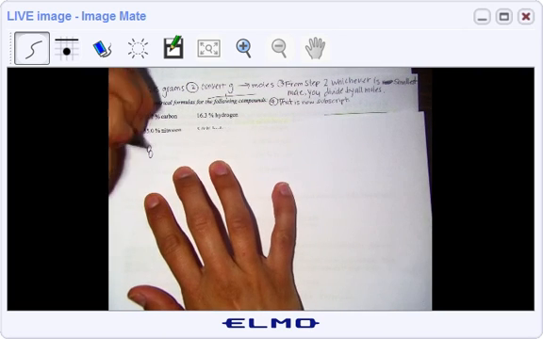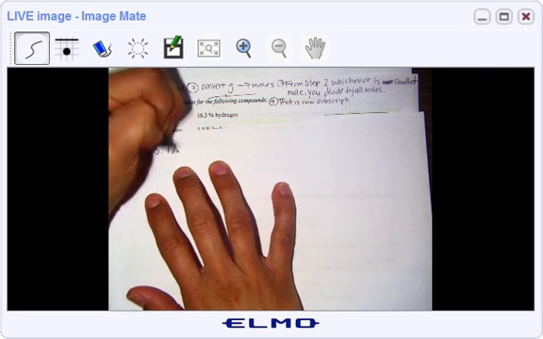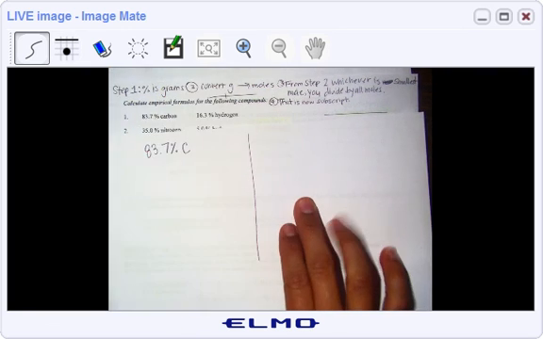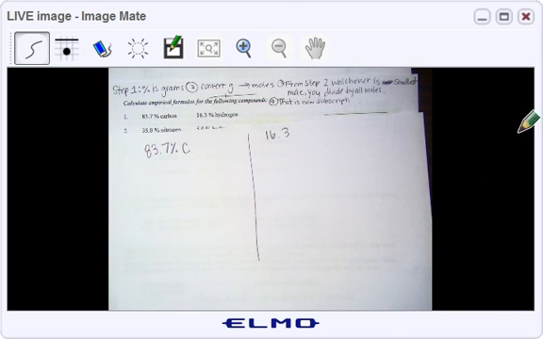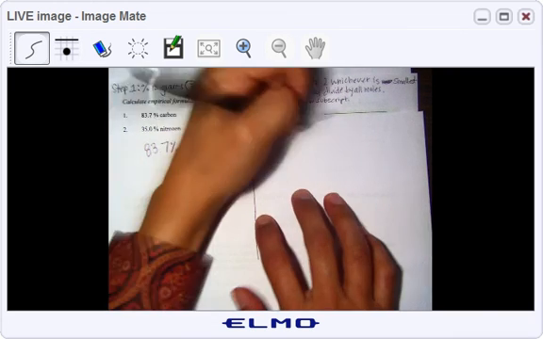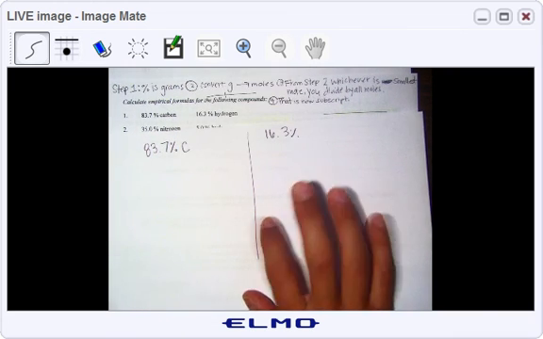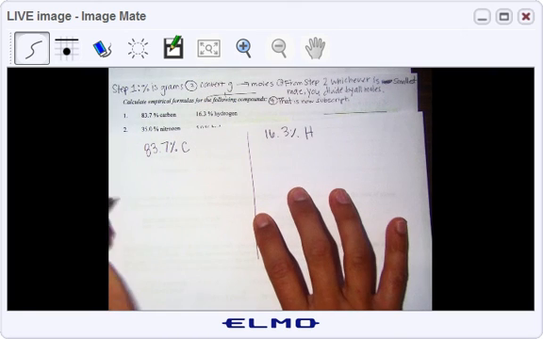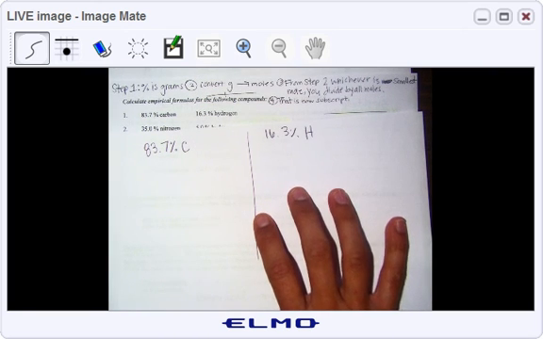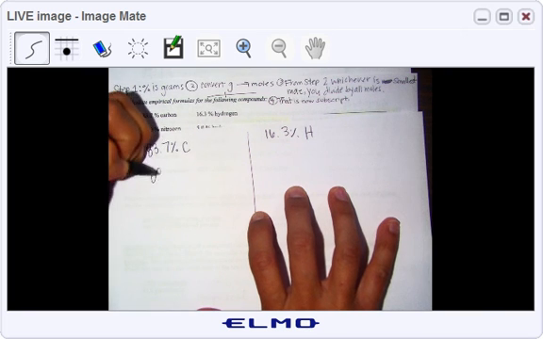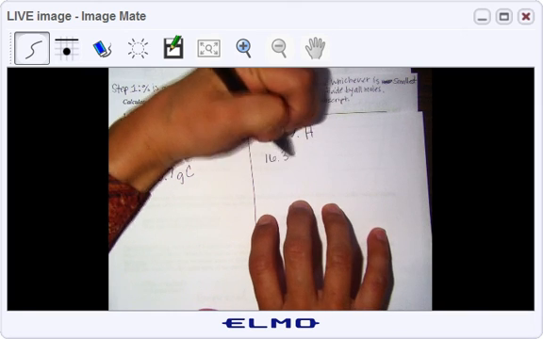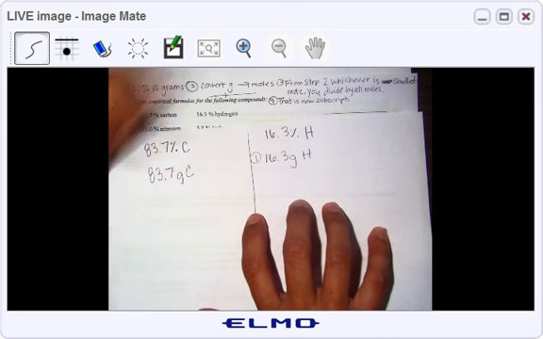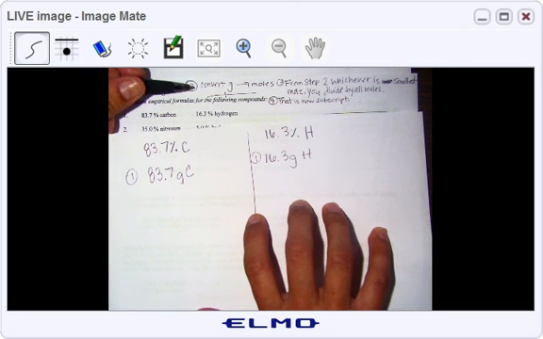So 83.7% carbon and 16.3% hydrogen. According to step 1, we just changed the percent to grams. So 83.7 grams of carbon, and 16.3 grams of hydrogen. That was step 1. Step 2, convert grams to moles.